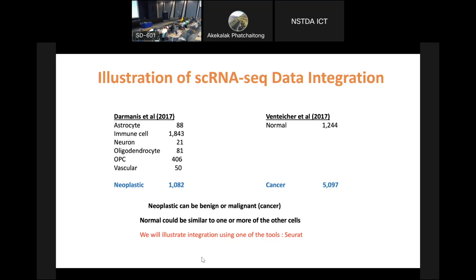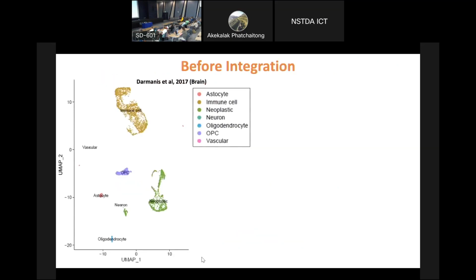I think these are related, so this could be a subset of that. And these are clearly normal, so they should be a subset of that. So we will use one of these integration software, Seurat, to do the integration and see what we get. So you apply Seurat and submit the data. Okay, so this is before integration. This is how it looks. It's like a PCA plot. You project it to high dimension, and this is what you get. This is from Darmanis, looking at brain tissue, and this is the breakdown of the different cells. All right, now let's look at the other one.